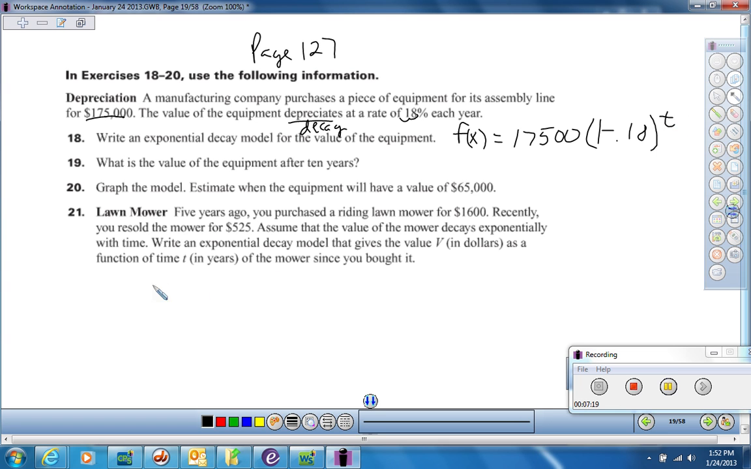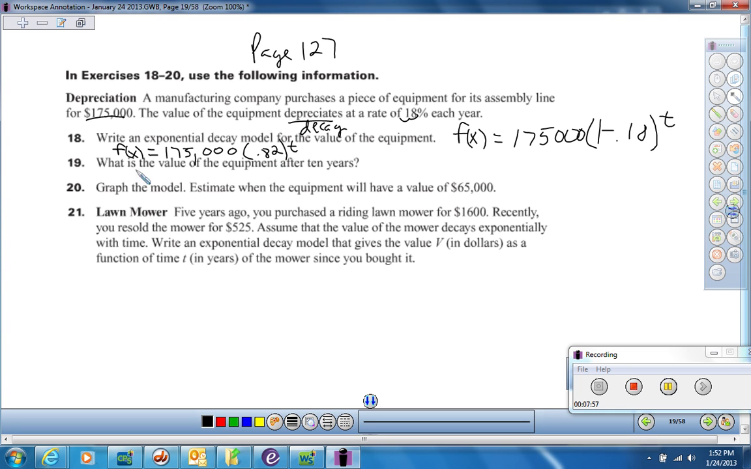Now I'm going to come down here and clean that up a little bit. So for 18, our model would look like this. F of x is equal to 17,500. Yeah, I left off a 0 here. Alright, and then we're going to go ahead and subtract the 0.018 from the 1. So we end up with 0.982 to the t power. Now this would be our decay factor, the 0.982.